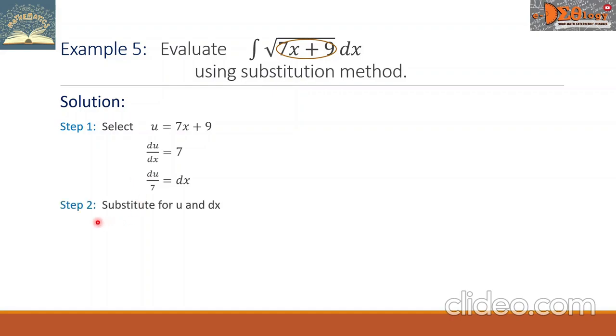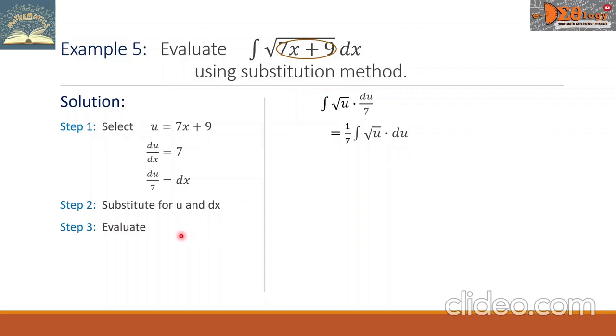Then step 2. We substitute for u and dx. In our original problem, it becomes like this. The integral of the square root of u, this is the u, times the dx, and the value is du over 7. We can simplify this by moving the constant outside the integral sign. So it becomes 1 over 7 times the integral of the square root of u du.